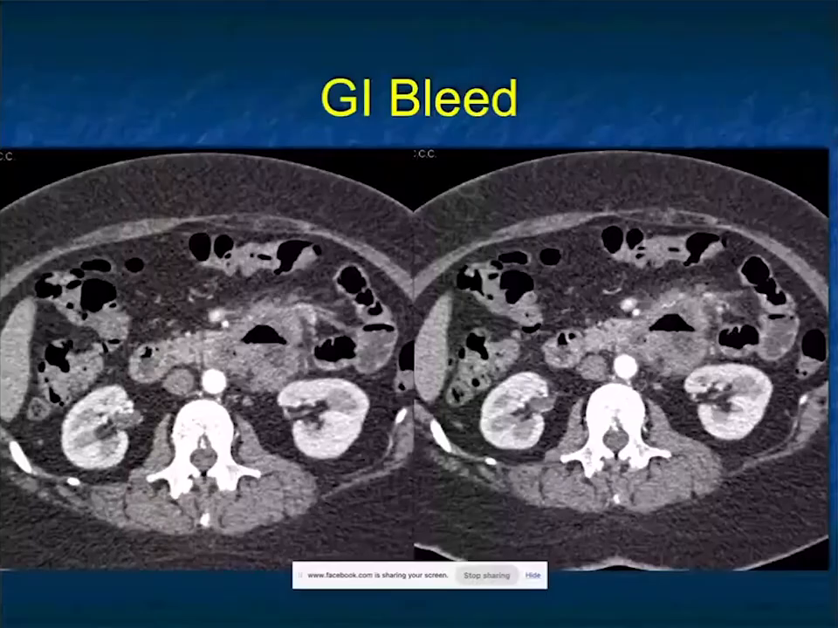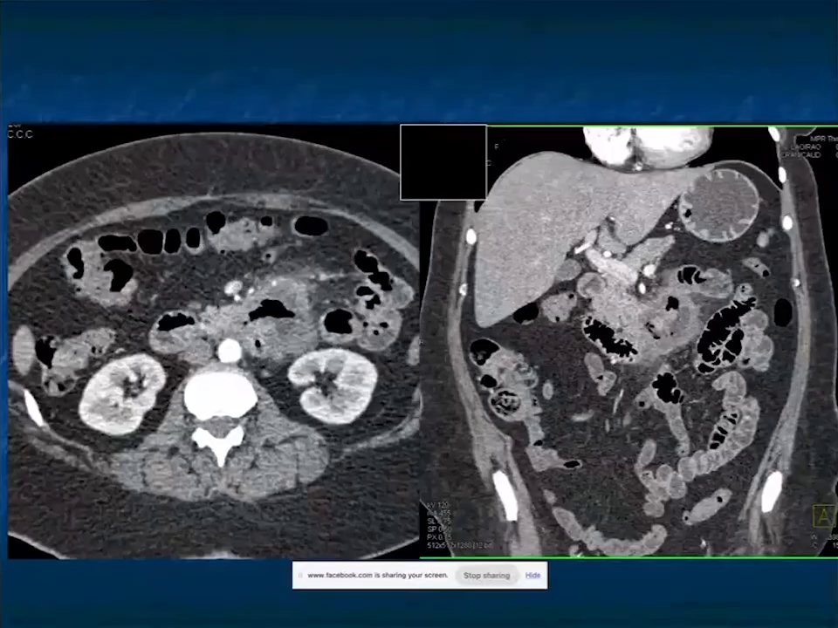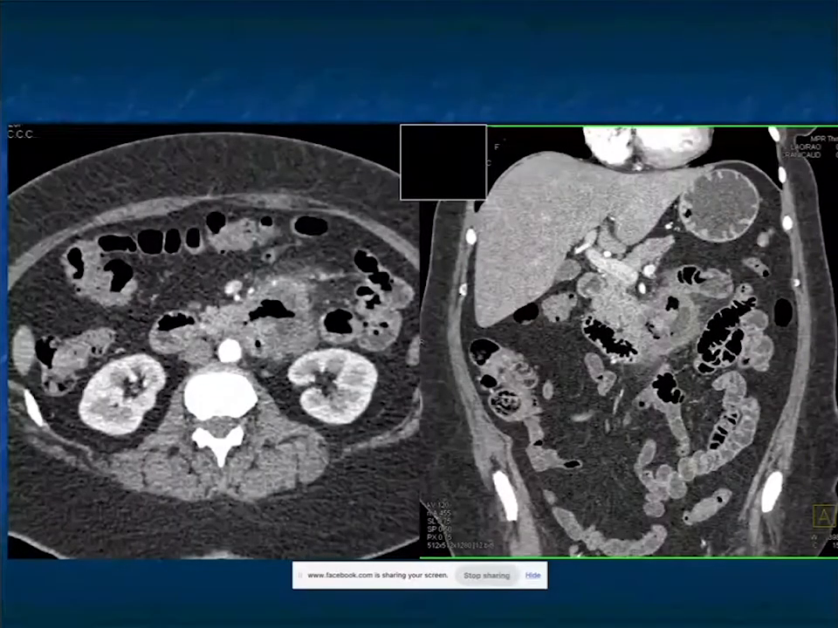GI bleed, what do I see here? At the level of the junction of the fourth portion of the duodenum and, not GIST, the jejunum, there's a large ulcerating tumor. You can see it there. Things I think about, primary tumors. I think first of adenocarcinoma. Doesn't look like carcinoid. GIST usually is exophytic, not circumferential.